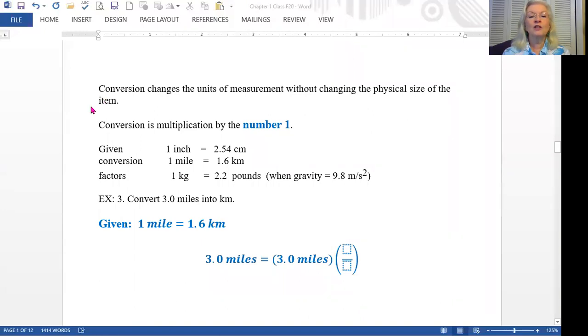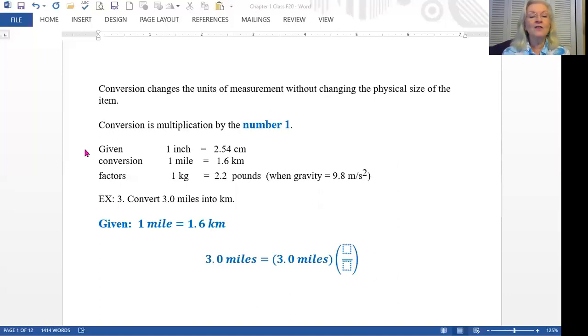So conversion changes the units that we're measuring in without actually changing what you're measuring. If you were going to measure the width of my hand, you could use a ruler and measure it in inches. You could use a ruler and measure it in centimeters. You'll get 2 dramatically different answers, but my hand is still the same size. So conversion is really multiplication by the number 1. The fraction that we come up with actually is a value divided by its own equivalency.